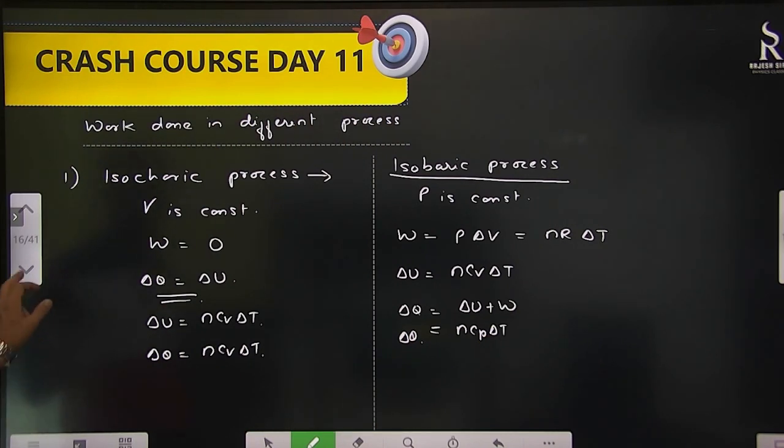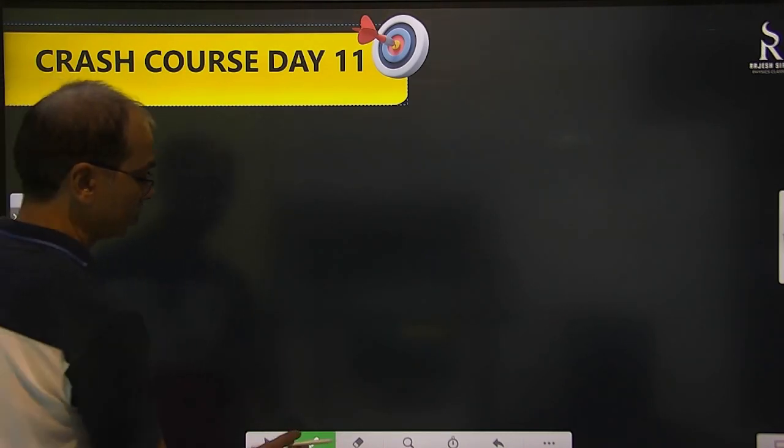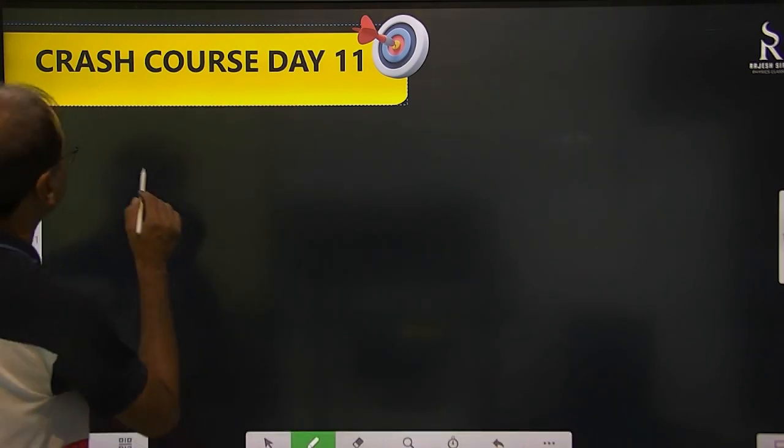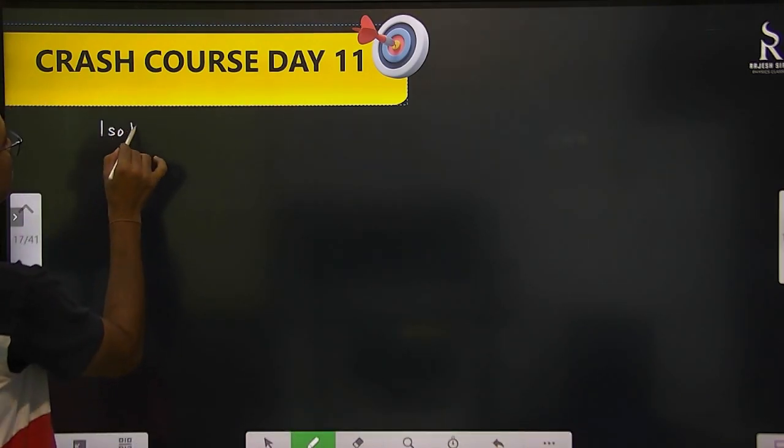Then what we have? We have the isothermal process.